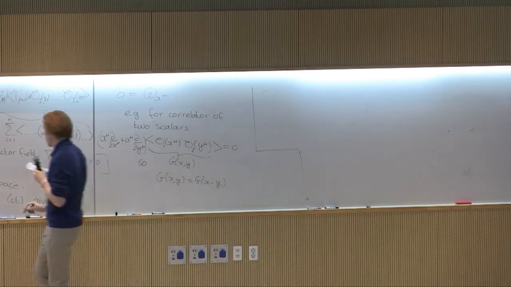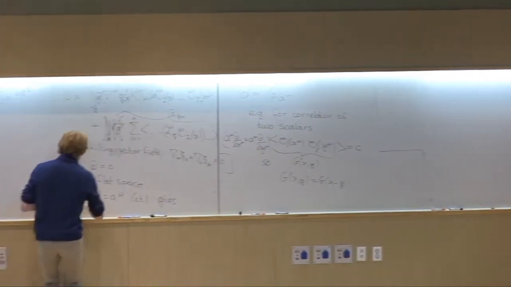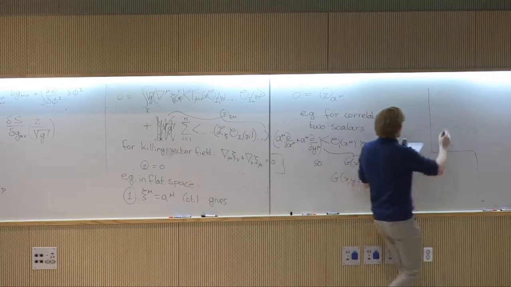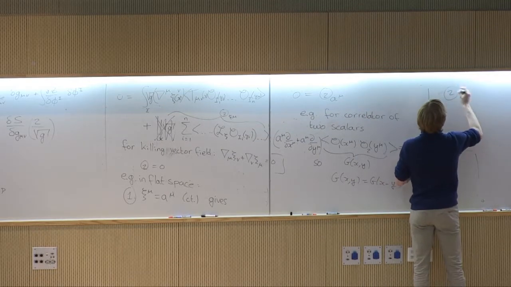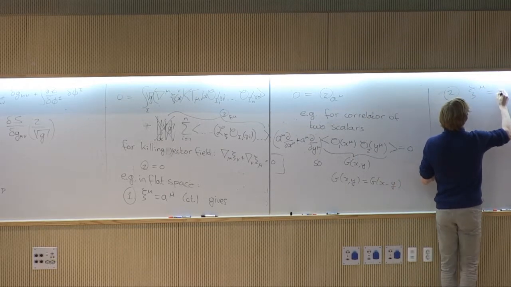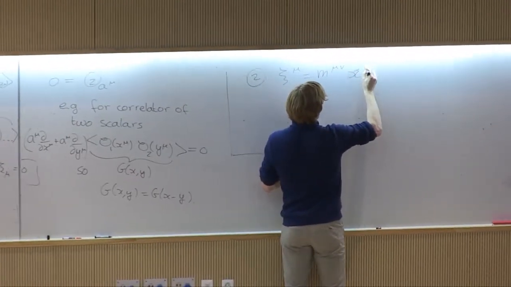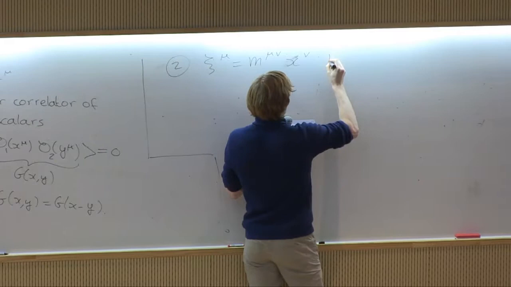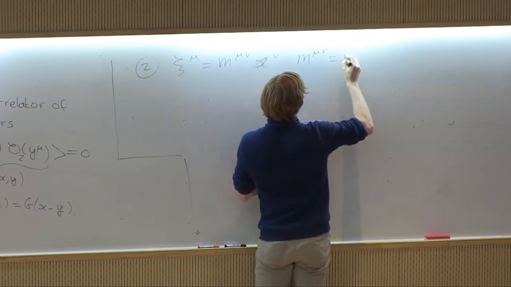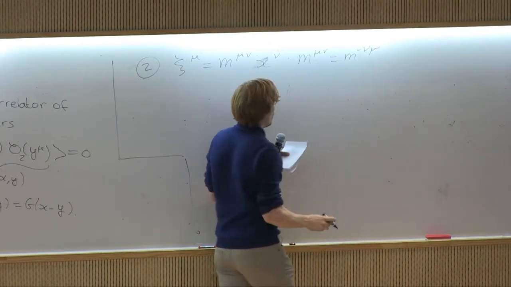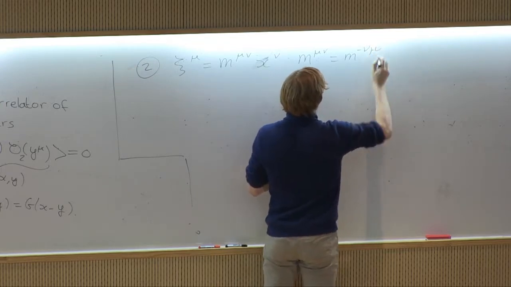So this is 1. And we get the second one, psi^mu = m^mu_nu x^nu. This is the Killing vector field for rotations, provided that m_mu nu is an anti-symmetric matrix. So these generate the rotations for you.